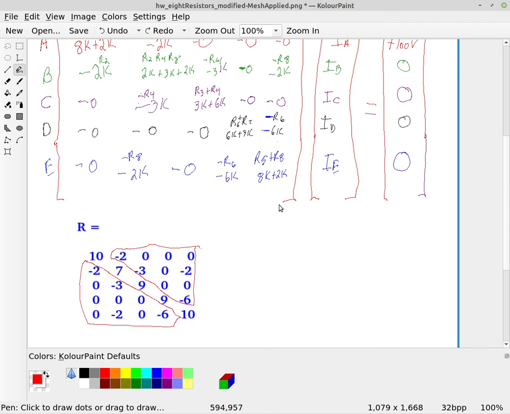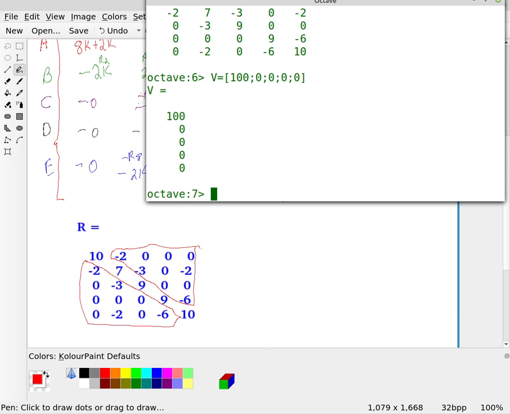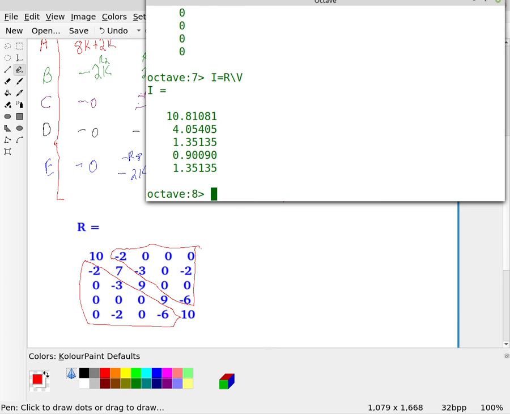Okay, so then we come back to our Octave. We can build up our V matrix, which is made out of semicolons. So we had 100, and then a 0, 0, 0, and one more 0. All right, so now we can determine our current using Ohm's law in this backslash notation, backslash V, and there are my currents. Now remember, these currents are in milliamps.